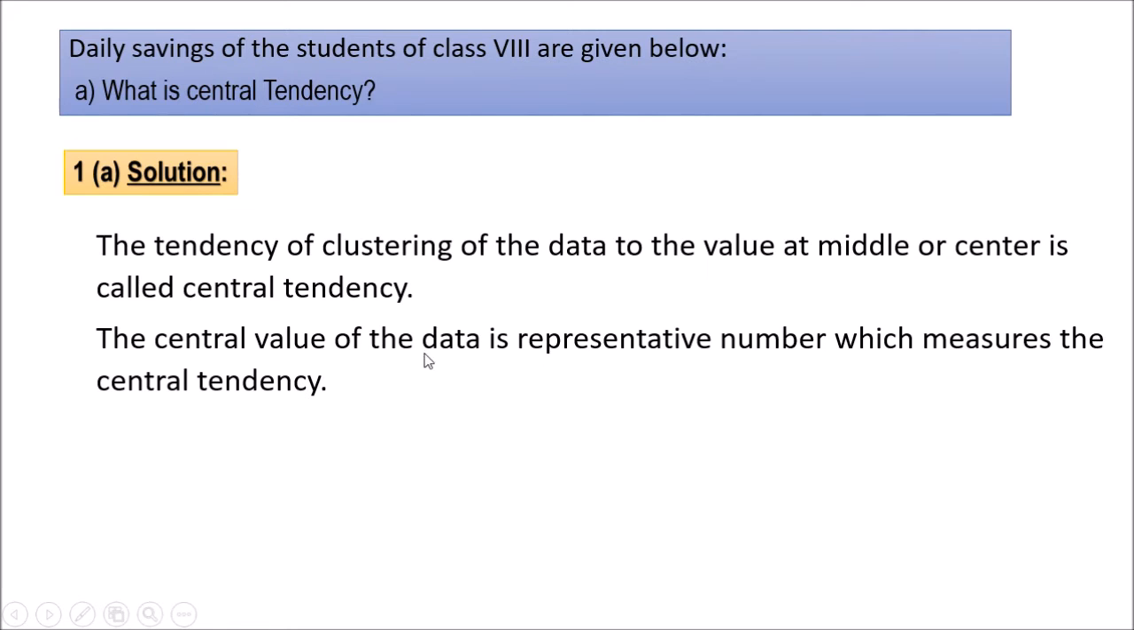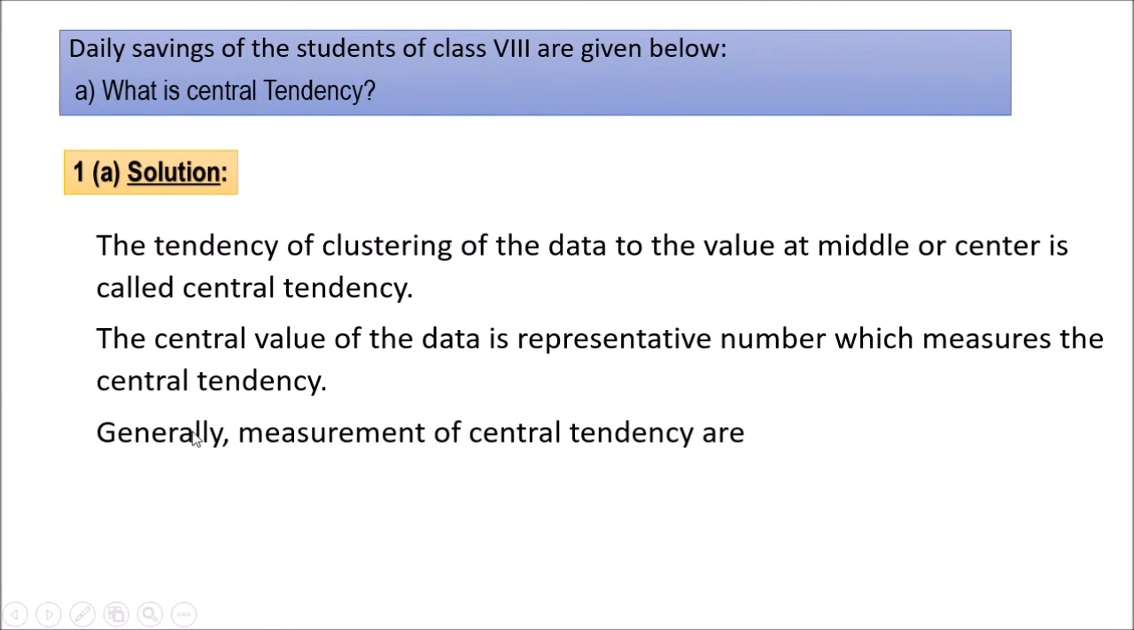So the data which is representative, that number which is the middle or center, is called central tendency. Generally the measurements of central tendency are arithmetic average, median and mode. I think you know all of them. Arithmetic average or arithmetic mean, and median. You know how to find the median and what is median, and mode. So these are the three measures of central tendency of the data. Okay, now we are going to go to the next question, B.